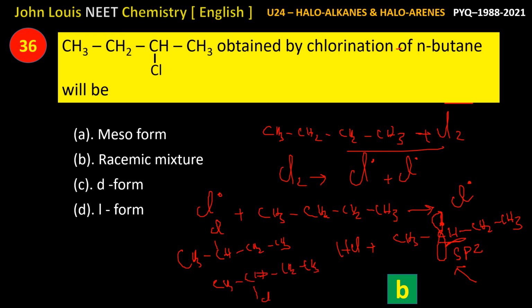So that means what? Here the hydrogen will be here, this hydrogen will be here. So the spatial arrangement differs. Therefore we will get only racemic mixture here. So therefore option B is the correct one.